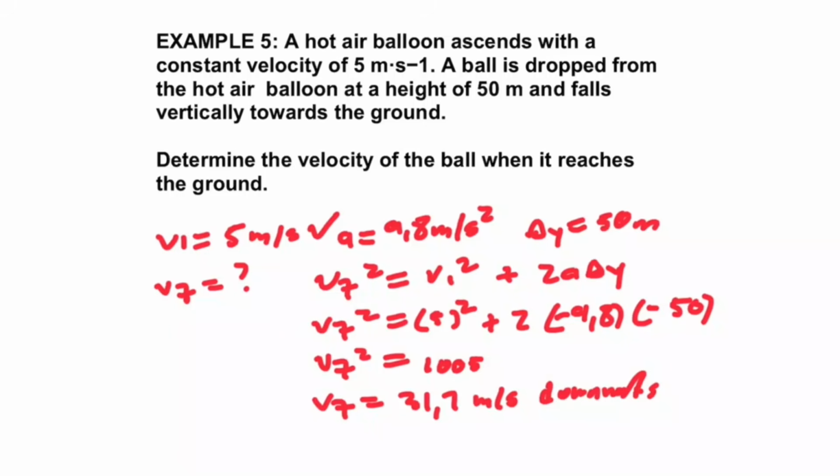But what if you're not dropping an object from a moving reference, but you're throwing it up or you're throwing it down? For instance, let's say we were not dropping the ball from the balloon, but we were throwing it up at the velocity of 10 meters per second. Then what would be its initial velocity? Will it be that of the balloon, 5 meters per second, or that at which we are throwing it, 10 meters per second? Well, let's go ahead and find out.